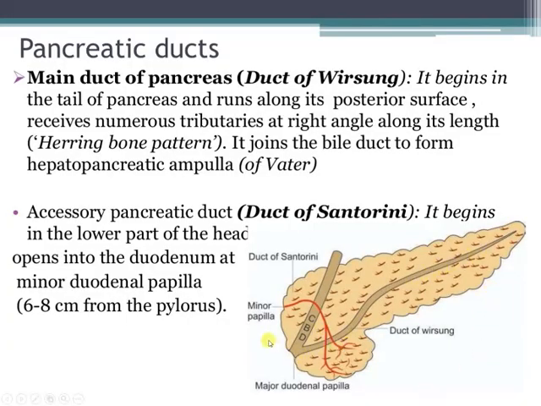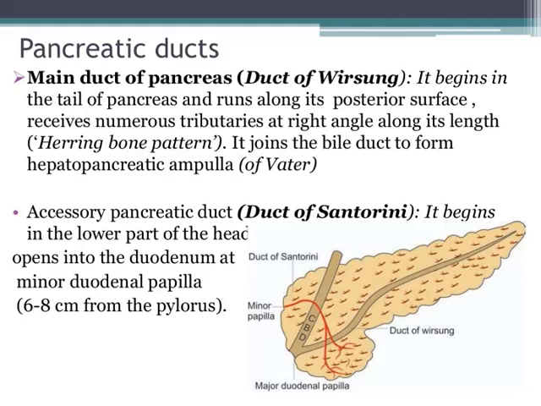Pancreatic duct. It's the main duct of the pancreas. It begins in the tail of the pancreas and runs along its posterior surface. It receives numerous tributaries at right angles along its length. It joins the bile duct to form the hepatopancreatic ampulla.